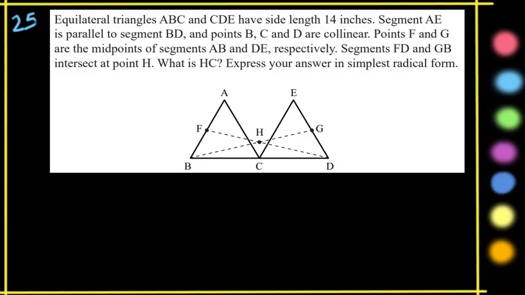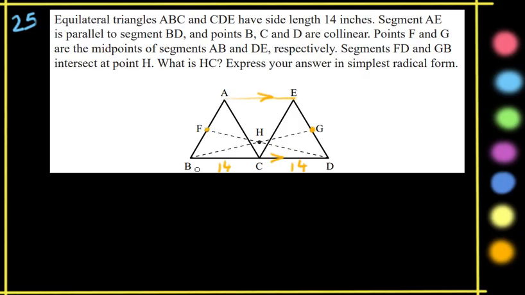All right, let's take a look at this one. This one says equilateral triangles AB and C and CDE have side lengths 14 inches. Okay, so this is 14. This is also 14, and all the other sides of the equilateral triangles are 14, obviously. And it says segment AE, which is not drawn, but I can draw it here, is parallel to BD. So BD is a straight line, and it tells us B, C, and D are collinear. And then it says G is a midpoint of ED, and F is a midpoint of AB.